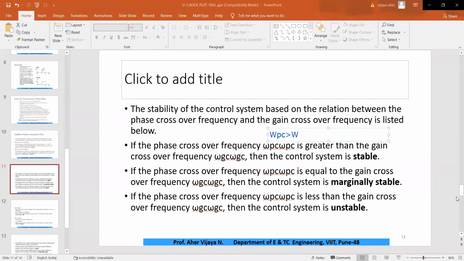Omega gain crossover. Gain crossover, right? Then you can say the system is stable in nature. So this is how you have to write.